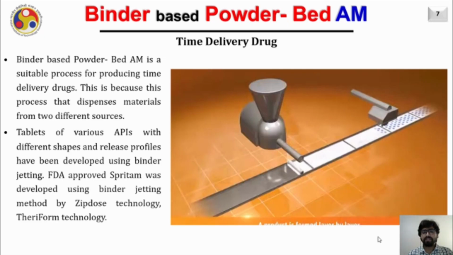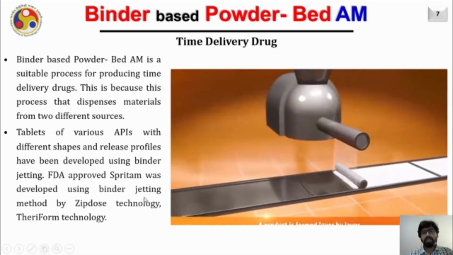Tablets of various APIs with different shapes and release profiles have been developed using binder-based powder bed additive manufacturing. FDA-approved drugs are already developed using the binder jetting method by ZipDose technology and Thermoforms technology. Here in this small video you can see how the process works.